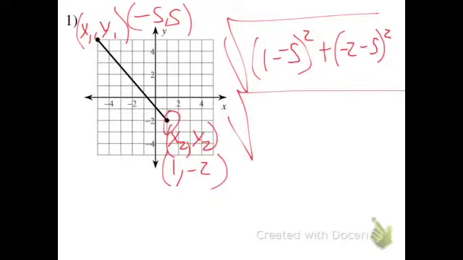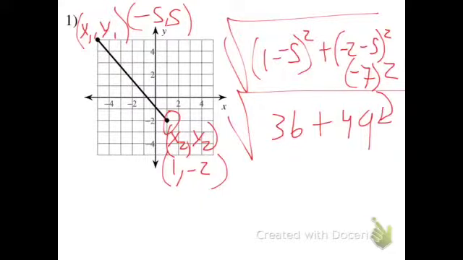We're looking at 1 minus negative 5 is 6. I need to square that. I'm going to get 36. Negative 2 minus 5 is negative 7. Square that, you're going to get 49. Remember, negative 7 squared is positive 49, okay? Negative times negative, that's what it means to square it. That number times itself, you get positive 49.